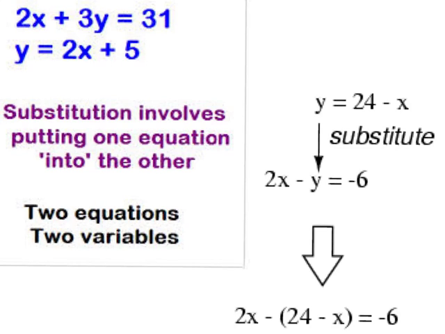So here you can see we have two equations and two variables. There's an x and a y in both equations. This one tells us what y equals. We don't know exactly what the value for y is, but we know that y is equal to 2 times x plus 5. So, let's look over here. This says 2x minus y equals 6, another equation. And y is equal to 24 minus x. So right here where we have this y in this equation, we're going to substitute 24 minus x. So we have 2x minus (24 minus x) equals negative 6, and then we solve from there.